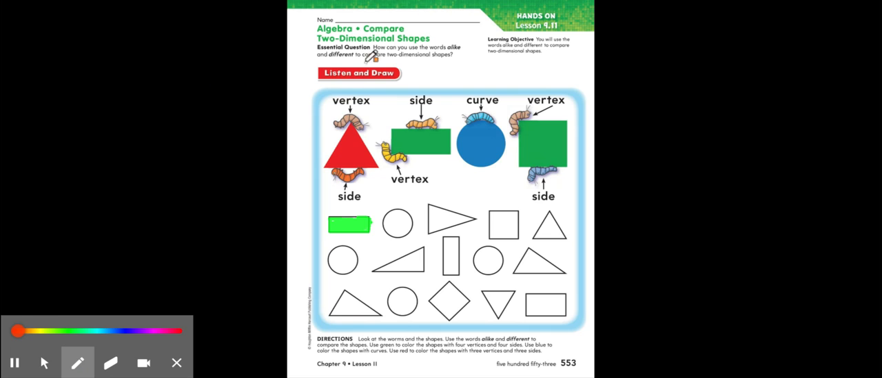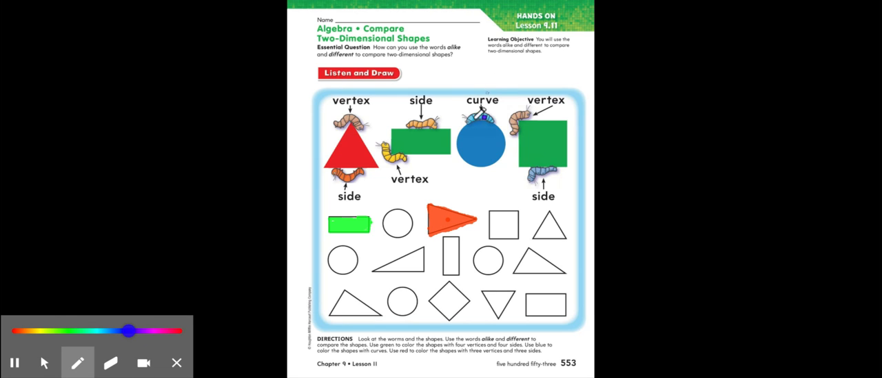Next, shapes with 3 sides and 3 vertices, we will color in red. These triangles are alike because they have 3 sides and 3 vertices. Okay. Remember, I'm not going to color them all for you. I'm just going to show you how to get started. So you'll find all the shapes that are alike this red triangle and color them in red.